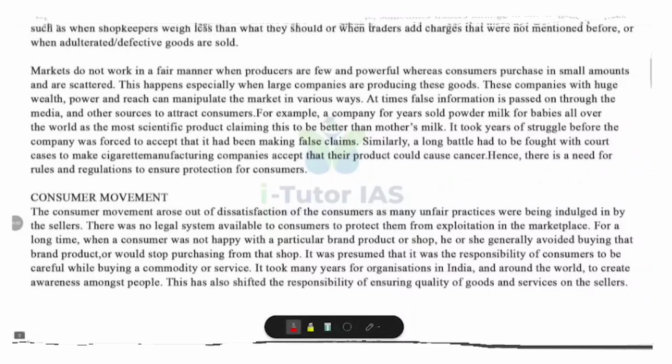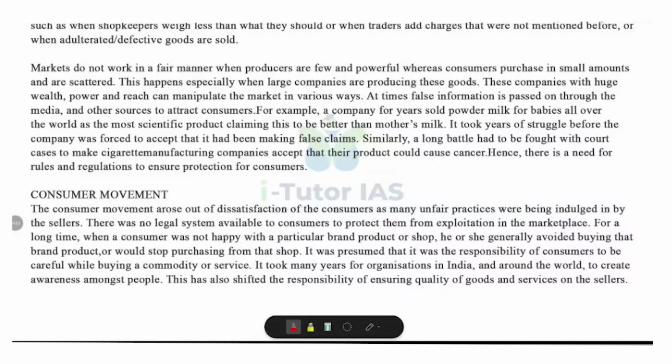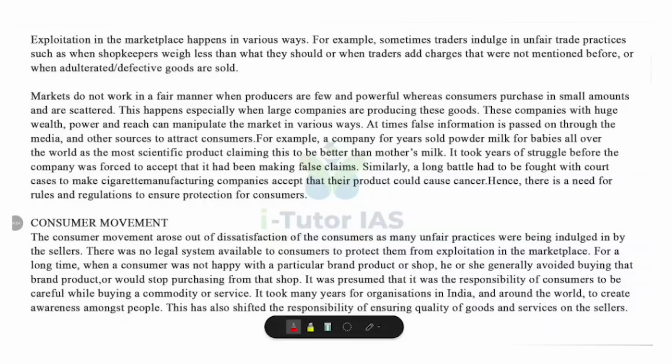Now, why are markets sometimes unfair for consumers? Yes, producers are big and consumers are small. Producers are few and powerful, whereas consumers purchase in small amounts and are scattered. Consumers are many, scattered and buy in small quantities. So they are weaker in position. Large companies have money, power and influence. These big companies can control prices, supply and even influence government policies.